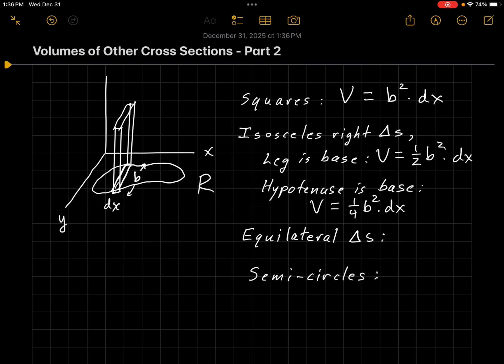For the equilateral triangle, the volume was √3/4 base squared times dx. And finally, for the semicircle, the volume was π/8 base squared times dx. Certainly there are other shapes, but we stick mainly to those and rectangles, which I'll do an example of down below.